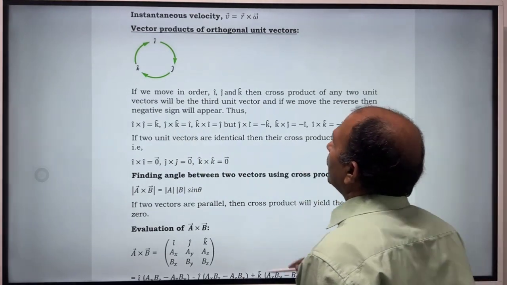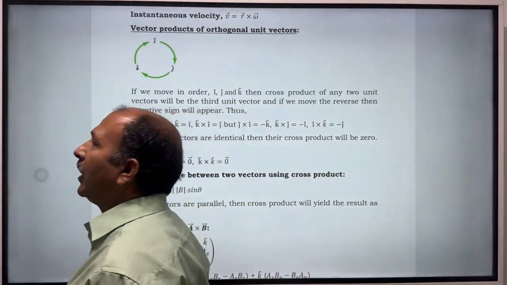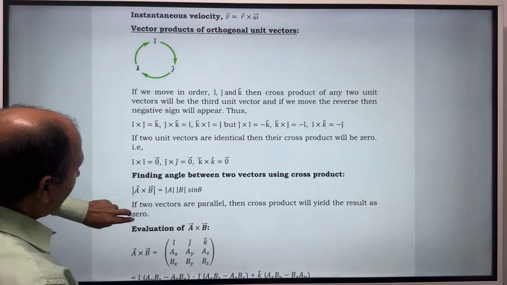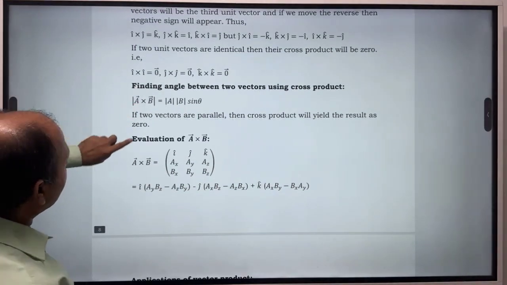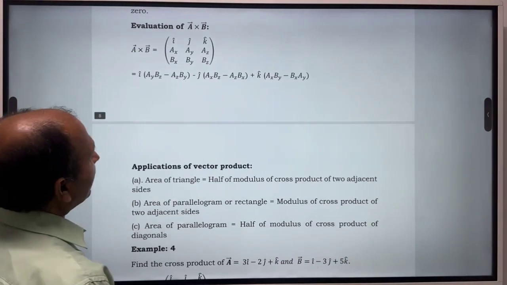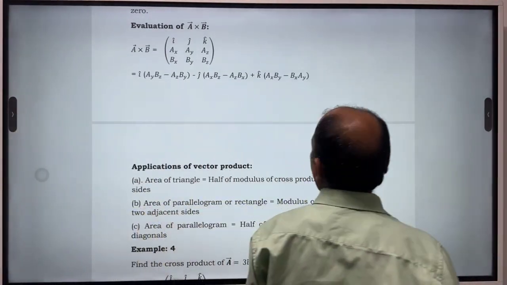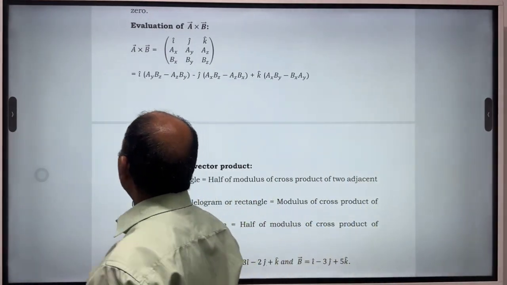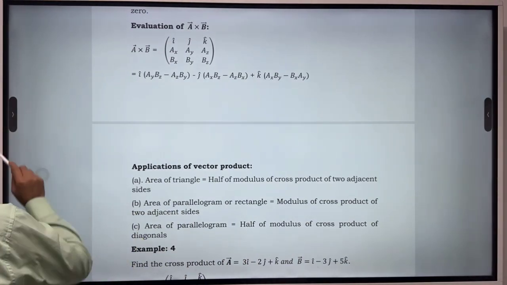That I have shown you, or with the help of this diagram I have explained to you, and also I have told you how to find cross product. We will study the application of cross product in the next lecture.